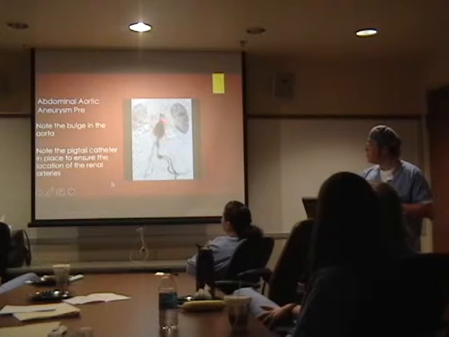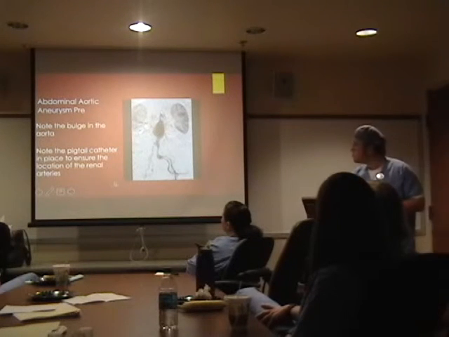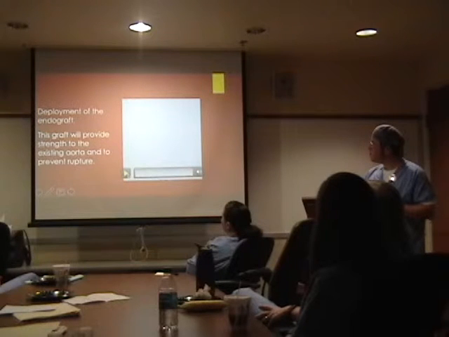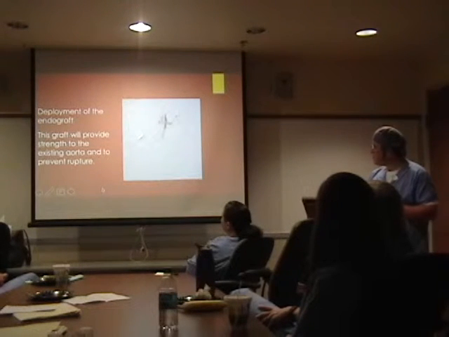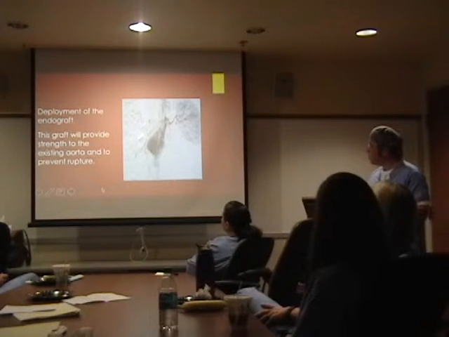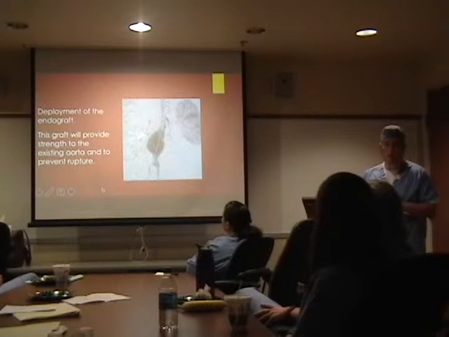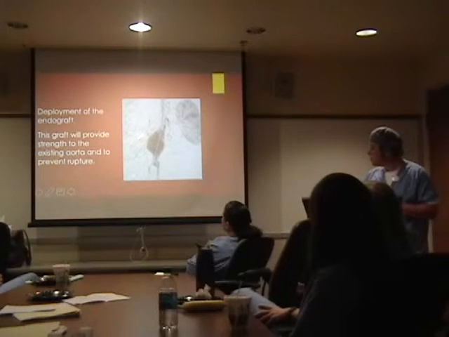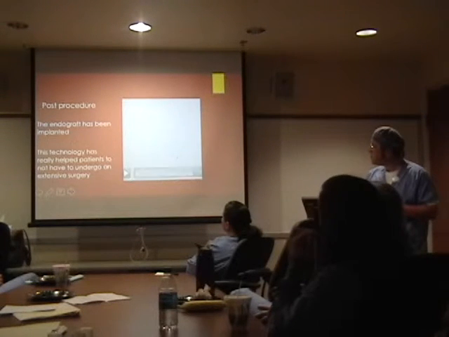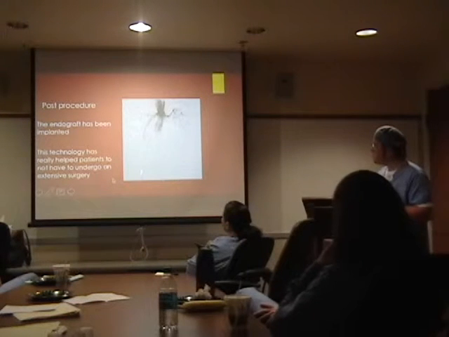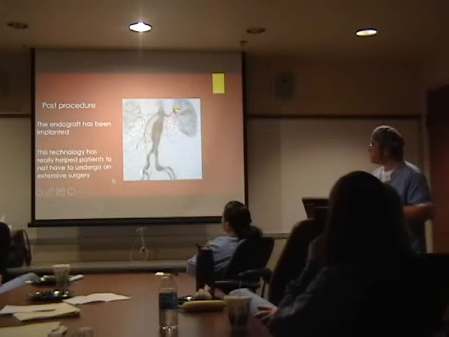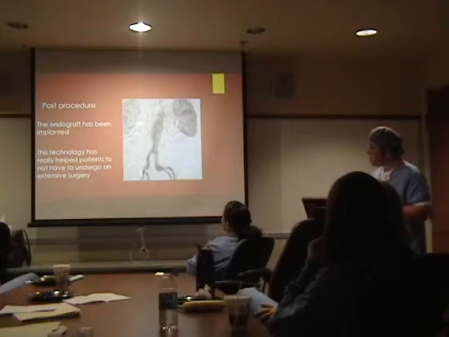Okay, so we've got your fingers here. You've got your pigtail up. This is where we're unsheathing the endograft. You can see it starting to unravel here. And that's just going to reinforce these walls, give it strength so it doesn't rupture. And when we're all finished, it looks like this. You've got nice flow to the kidneys. It's very important, and the recovery time is a lot quicker.